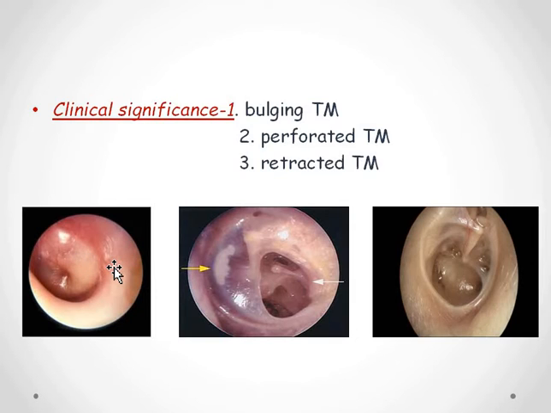Bulging can be seen in otitis media with effusion, where there are air bubbles present. Here you can see the perforation in the tympanic membrane. Here you can see the retraction. The tympanic membrane is adherent to the wall of the promontory. So there are different grading systems.